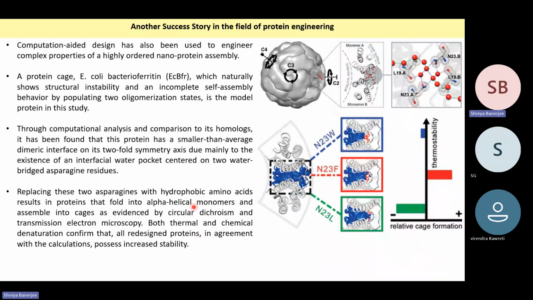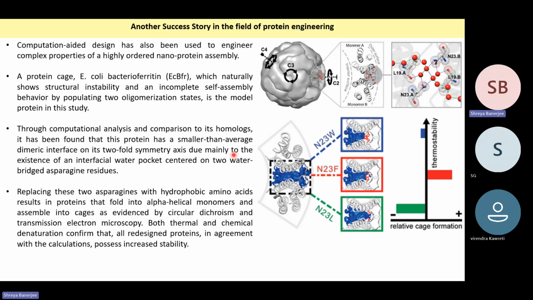Another success story of protein engineering, basically computer-aided design, has been used to engineer complex properties of a highly ordered nanoprotein assembly, a protein cage, E. coli bacterioferritin. E. coli bacterioferritin is a protein which does not have any natural self-assembly, because whenever self-assembly is happening, there is a gap. You can see this is formed by self-assembly of this E. coli bacterioferritin, but within this self-assembly, there is a gap where there are water molecules.